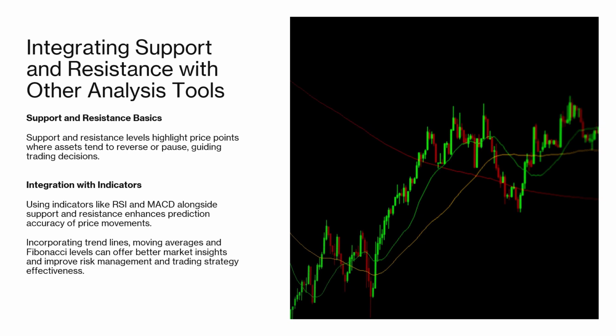It's a really good idea to integrate support and resistance with other technical analysis tools. So using things like an RSI and a MACD alongside the support and resistance is going to enhance your prediction accuracy of price movements, but also use things like trend lines, moving averages, Fibonacci levels. These can offer much better market insights and improve your risk management. I personally like to include Ichimoku clouds. I find these work particularly well.